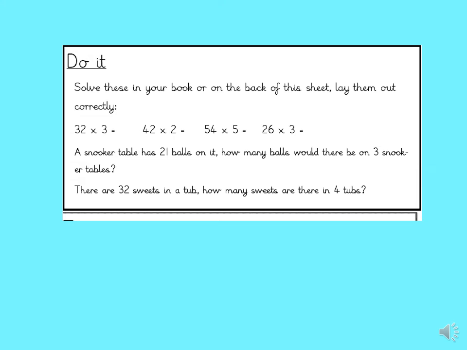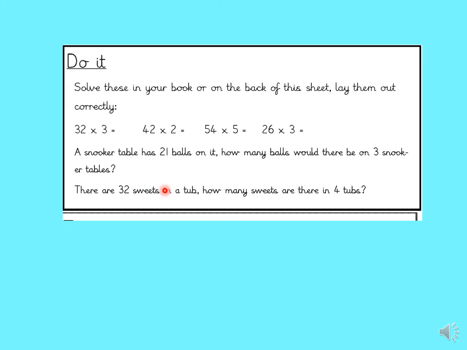Okay, so on to today's worksheets. So if you've printed off your sheets, you can use the back of your sheet to solve them. If you haven't printed them off, then you can do it into your workbook or onto a piece of paper. So you've got 4 calculations here which you need to solve: 32 times 3, 42 times 2, etc. Remember to set it out in the way that I have shown you today. And then you've got a couple of word problems.